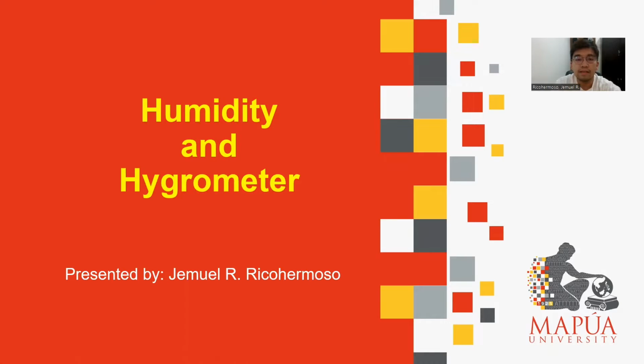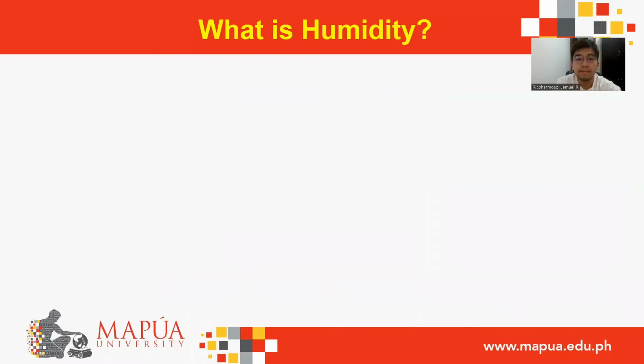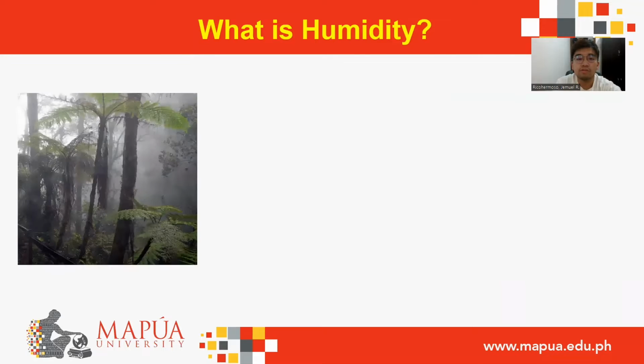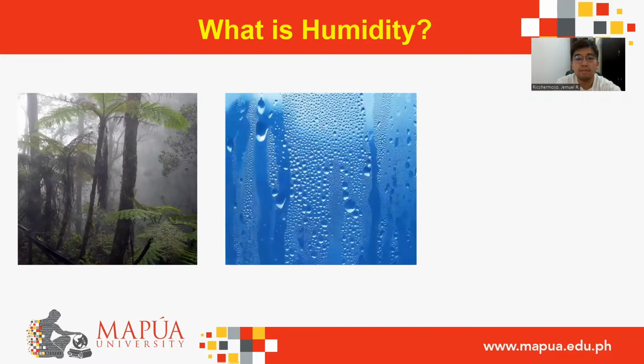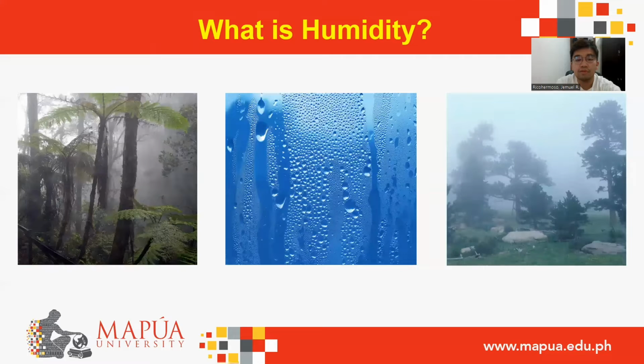But before all that, let me introduce to you first what kind of chemical the hygrometer will be measuring. The said chemical that the hygrometer is supposed to be measuring is humidity. But what is humidity? Humidity, according to National Geographic, is the amount of vapor in the air. The humidity will be high if there is a lot of vapor in the air, and the higher the humidity, the wetter it feels outside.